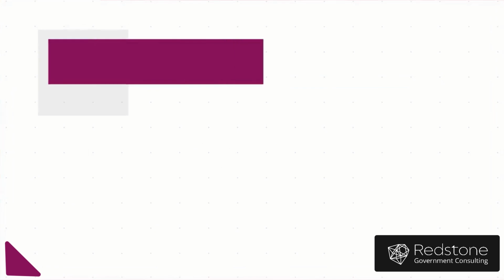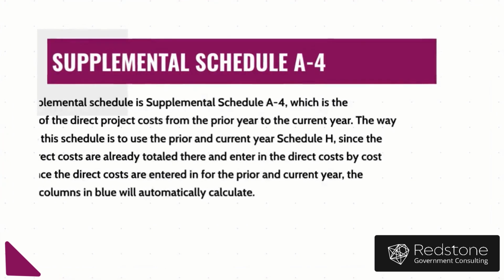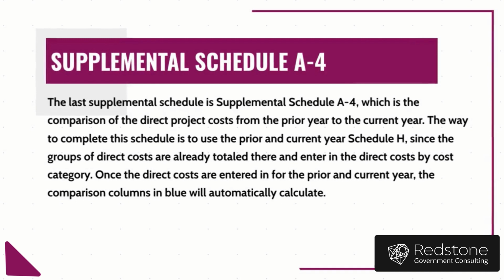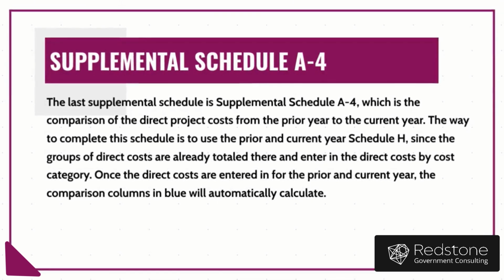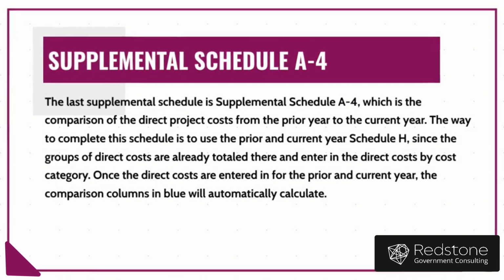The last supplemental schedule is Supplemental Schedule A4, which is the comparison of the direct project costs from the prior year to the current year. The way to complete this schedule is to use the prior year and current year Schedule H, since the groups of direct costs are already totaled there, and enter in the direct costs by cost category. Once the direct costs are entered in for the prior and current year, the comparison columns in blue will automatically calculate.